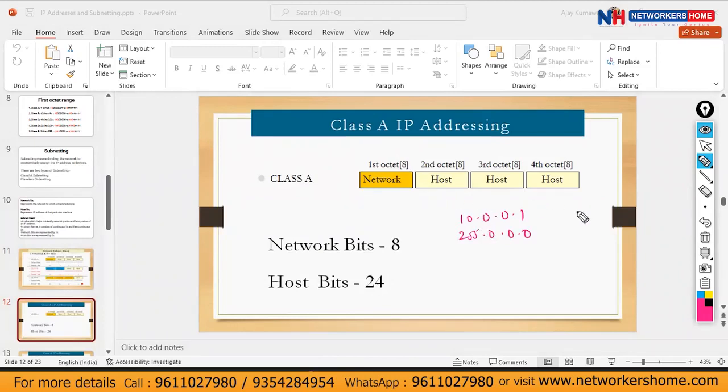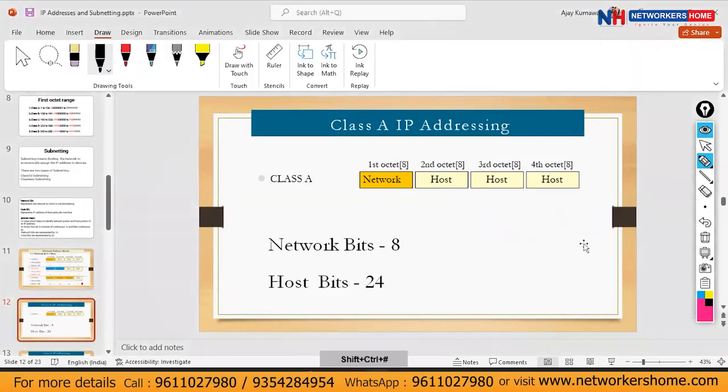Even though we have seen that the range is going to be from 10.0.0.0 till 10.255.255.255, we don't know the number of addresses. So we'll be seeing that part. See here, this is class A. The first octet is for network and the remaining 3 octets are for host. Network bits are total 8 and host bits are total 24.